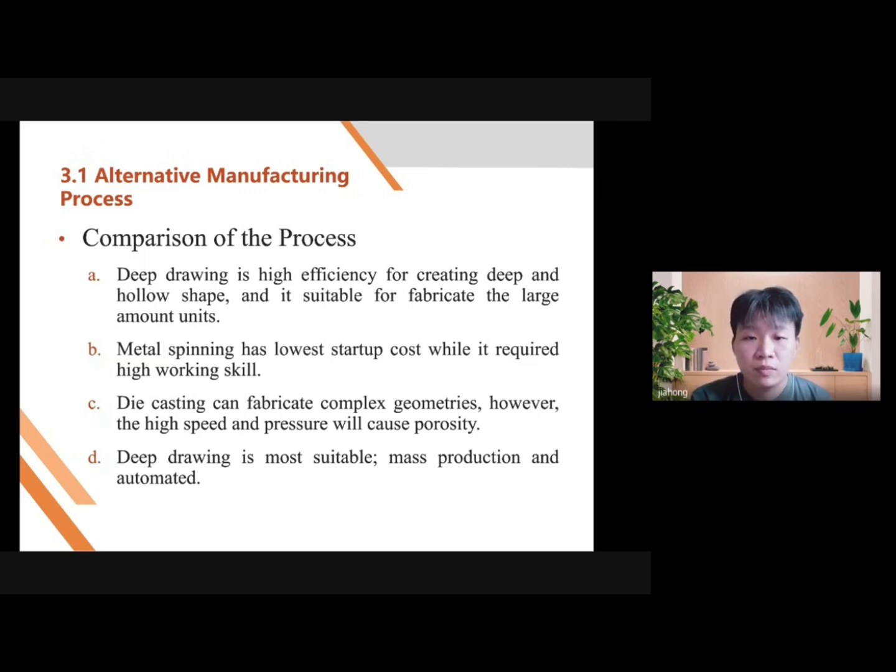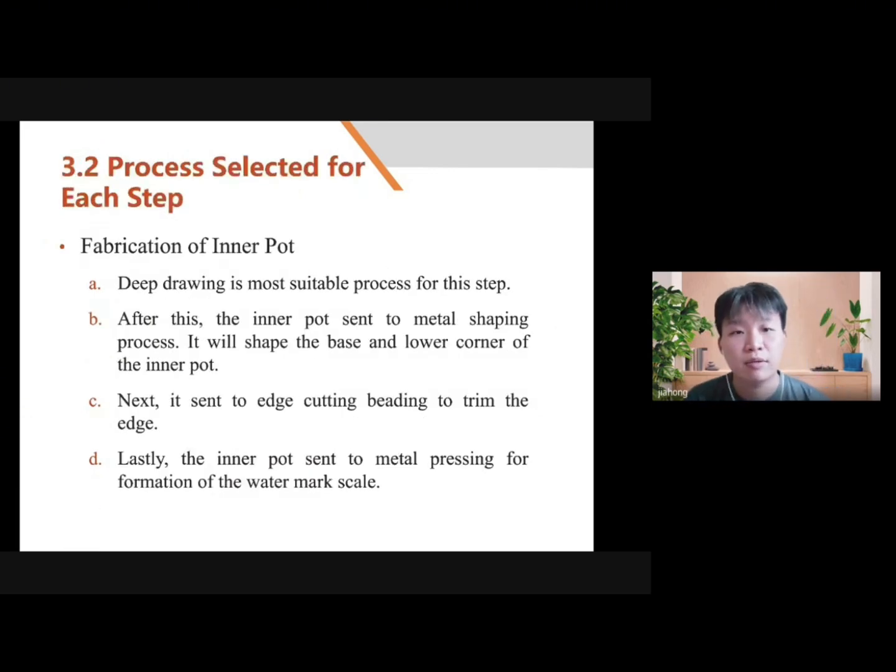For die casting, we can fabricate very complex geometry. However, the high speed and pressure will cause porosity, which means that air will be trapped in the product, reducing its strength. So among these three processes, we choose deep drawing since it is suitable for mass production and it is highly efficient. Next, let's see the second small topic, which is the process selected for each step.